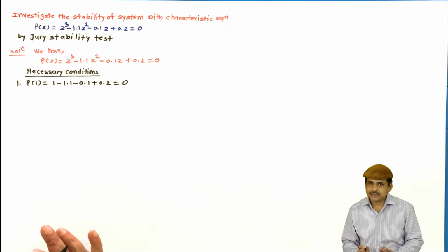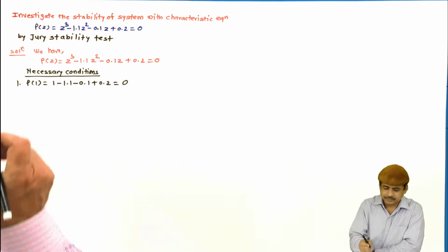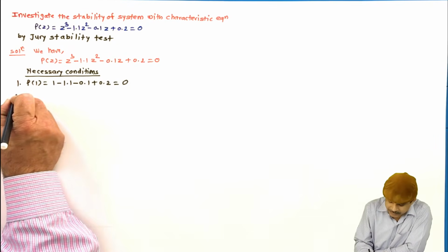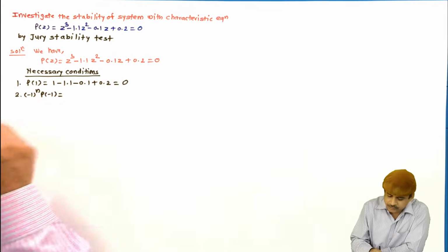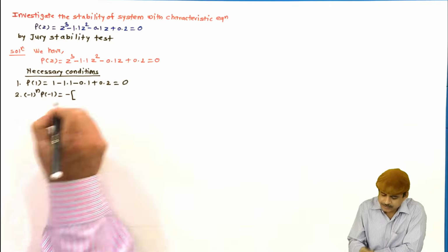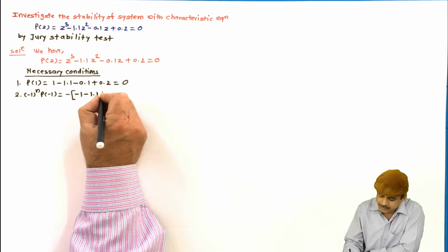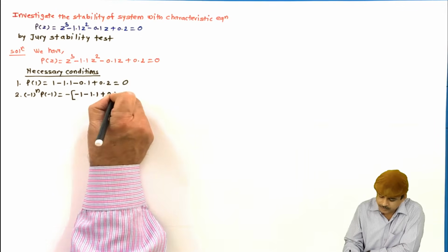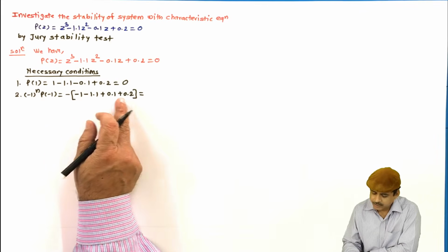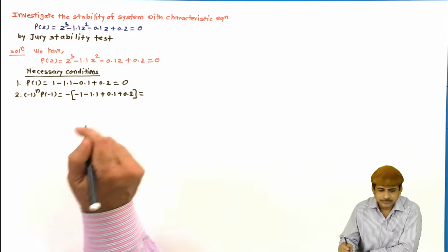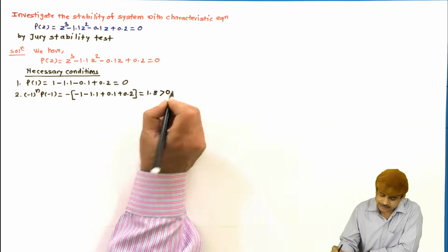Now here the case is that the system may be marginally stable or unstable. We have to check it. Then the second condition is (-1)^n P(-1). Here n is 3, so this will be minus. P(-1) is -1 - 1.1 + 0.1 + 0.2, so this is -2.1 + 0.3, so -1.8. Minus times minus is plus, this is 1.8. So this condition is satisfied.